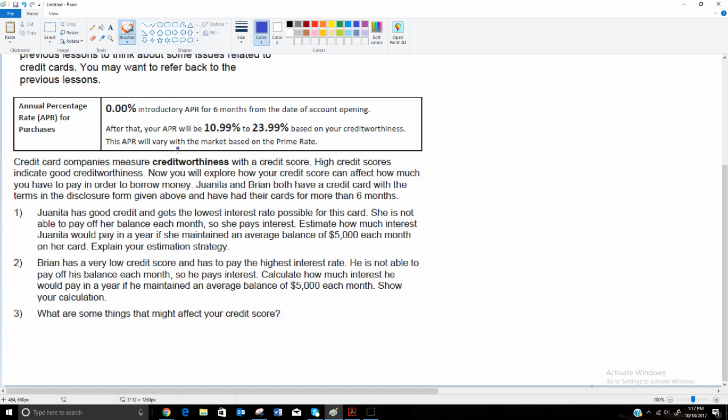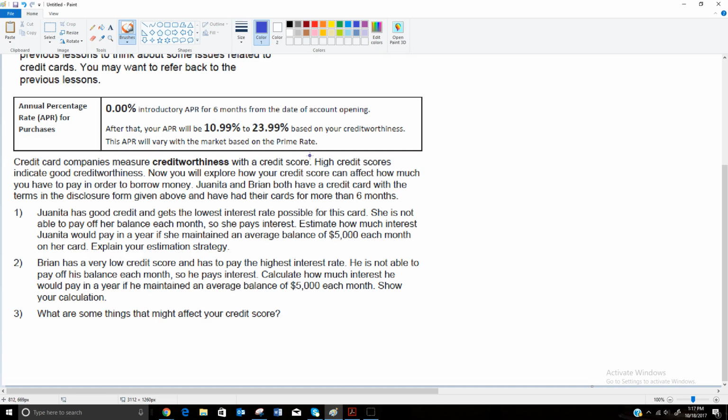And then it says after that, your annual percentage rate could be between 10.99% to 23.99% based on your credit worthiness. And then it can also vary with the market based on the prime rate. So some of this is based on your credit worthiness, some of it is based on what the prime rate is. So this amount can change, but they have to notify you. So credit card companies measure your credit worthiness with your credit score. High credit scores are good.